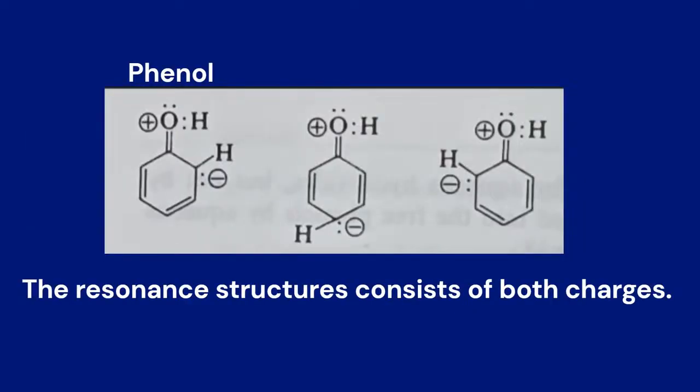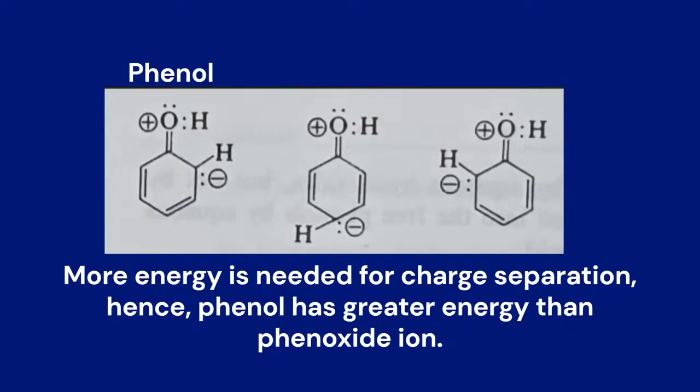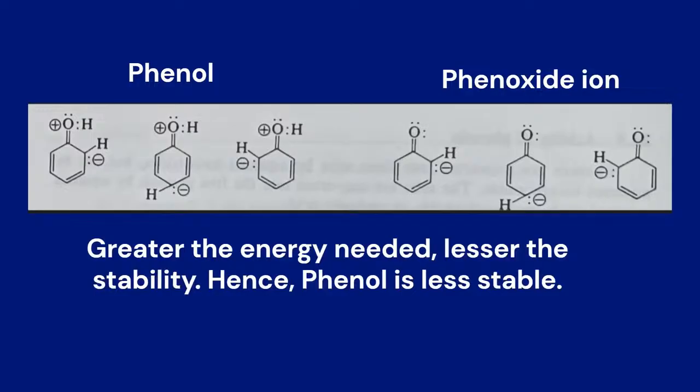If you look at the resonance structures of phenol, each resonance structure consists of a positively charged center and a negatively charged center. In that case, the molecule requires greater energy to separate the opposite charges. In the phenol resonance structures, we can say that the energy of phenol is high due to the existence of opposite charges, that is positive and negative charges, in the same molecule. This causes greater utilization of energy to separate the charges. So it is because of that reason, even though the same number of resonance structures are possible both for phenol and phenoxide, the stability of phenol is less.